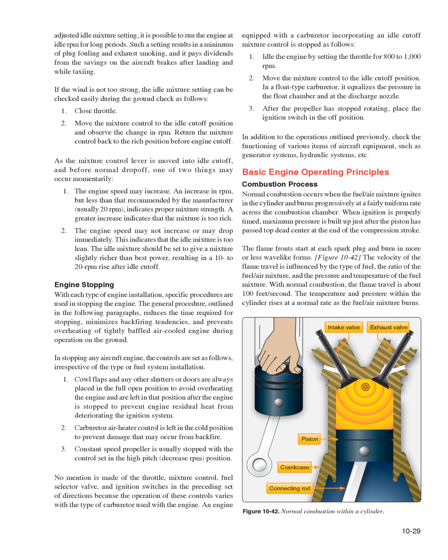No mention is made of the throttle, mixture control, fuel selector valve, and ignition switches in the preceding set of directions because the operation of these controls varies with the type of carburetor used with the engine. An engine equipped with a carburetor incorporating an idle cutoff mixture control is stopped as follows. 1. Idle the engine by setting the throttle for 800 to 1000 revolutions per minute. 2. Move the mixture control to the idle cutoff position. In a float-type carburetor, it equalizes the pressure in the float chamber and at the discharge nozzle. 3. After the propeller has stopped rotating, place the ignition switch in the off position.